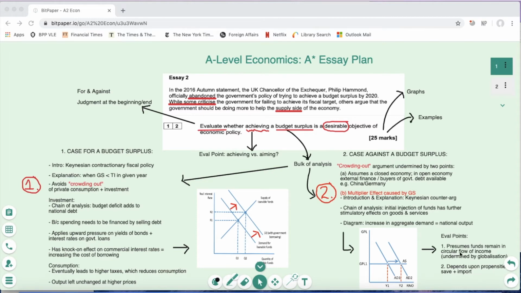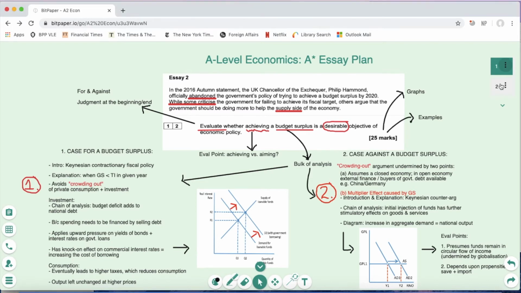And here the two evaluation points would be this idea that it requires there to be a circular flow of income, which is undermined obviously if consumers can invest abroad, or if they can, for sending money to other countries by way of imports. And again, this idea of propensities of consumers to save and import further. So if people are saving rather than spending, this undermines the whole multiplier effect.